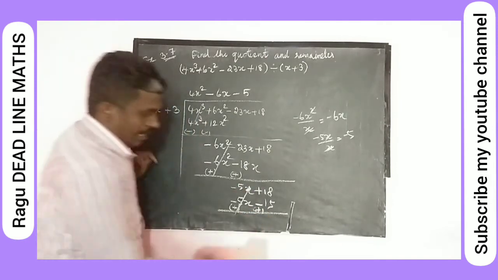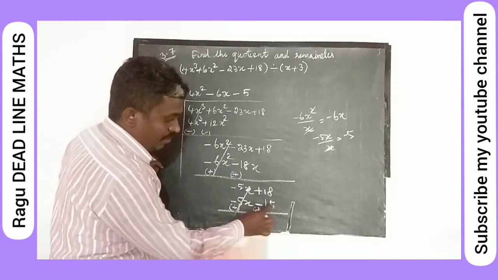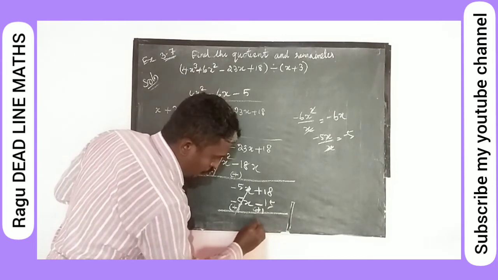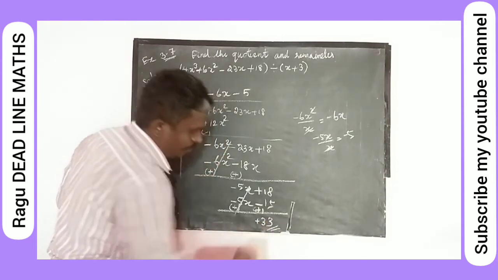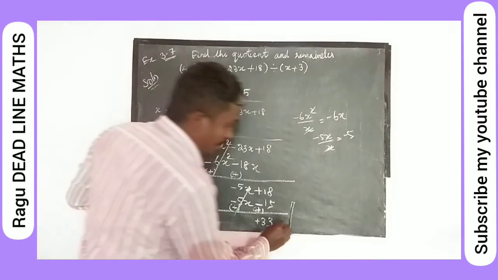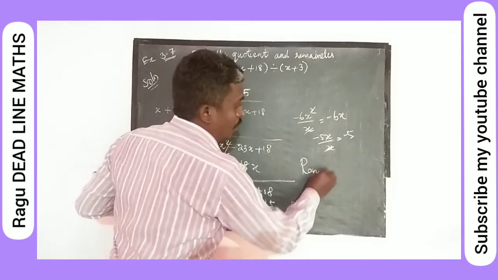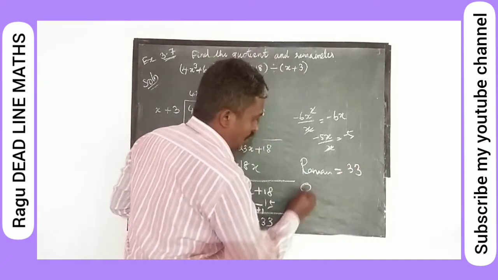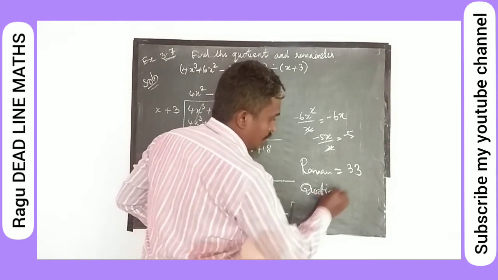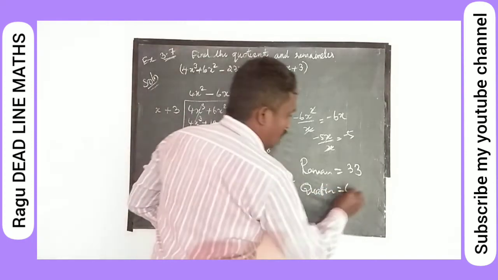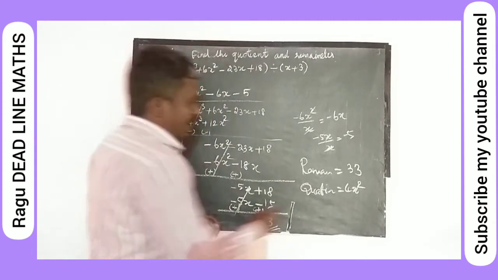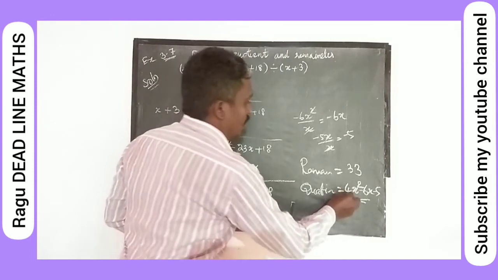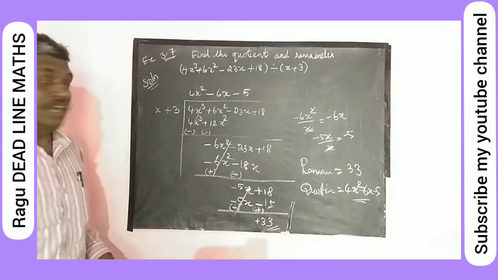5x and 5x will be cancelled. Plus 18 plus 15 is equal to plus 33. So this is the remainder. So remainder is equal to 33. Then the quotient is equal to 4x square minus 6x minus 5a. Okay? Did you understand?